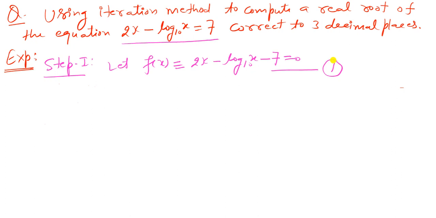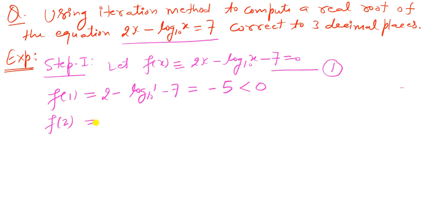This equation contains the log, so in that case put the values of x from 1. When we put x = 1, then f(1) = 2 minus log 1 at base 10 minus 7, and simplifying with the calculator, this is minus 5, which is less than 0. Now put x = 2 in equation 1, then f(2) = 4 minus log 2 at base 10 minus 7 = minus 3.01, which is negative.